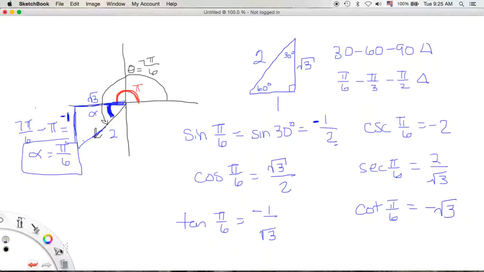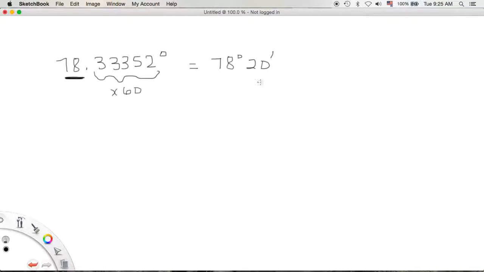And one last little thing that this book does that's kind of uncommon now, but make sure you remember about minutes and seconds. We talked briefly about that, but for example, if you've got 78.33352 degrees, you take this part here and multiply it times 60, and that gives you the degrees in minutes. So we'll have 78 degrees, just leave that there. Then multiply that times 60, and you get 20 approximately, and that'd be 20 minutes. Now if you had the minutes, you would divide by 60 to get back over here to the decimals.